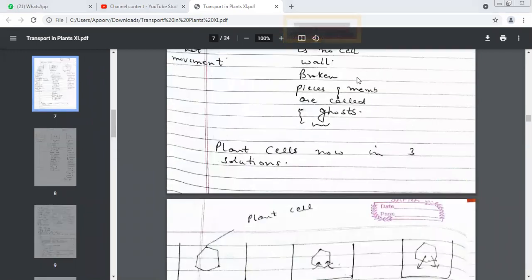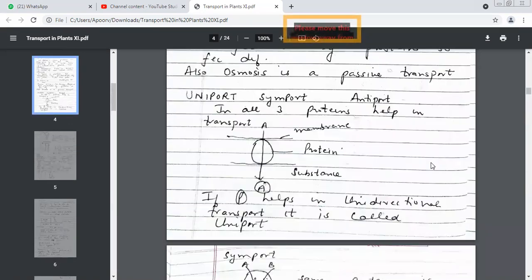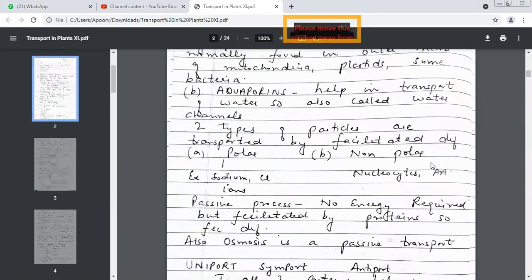Before I move on to translocation, the last two topics left in the chapter, let me take a quick revision of what I've done. That's again a difficult topic, beta.